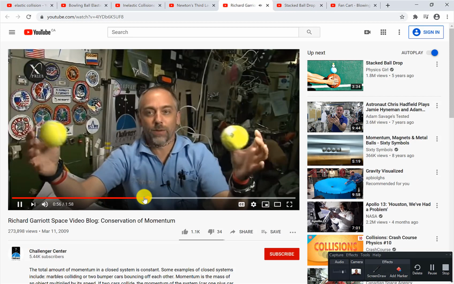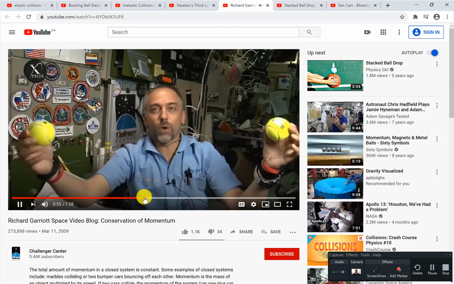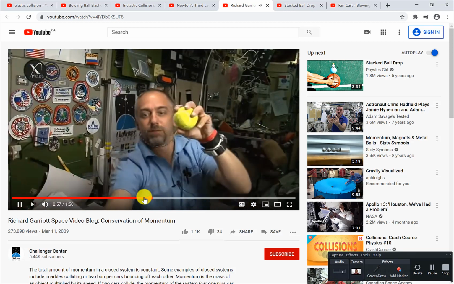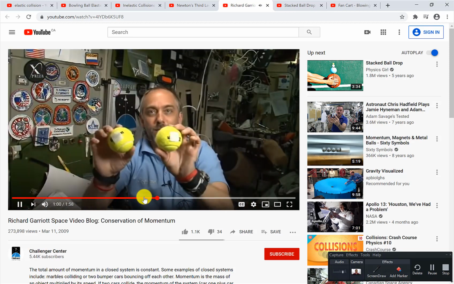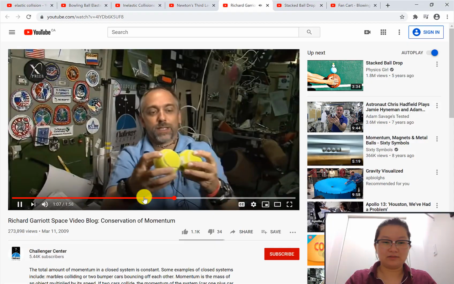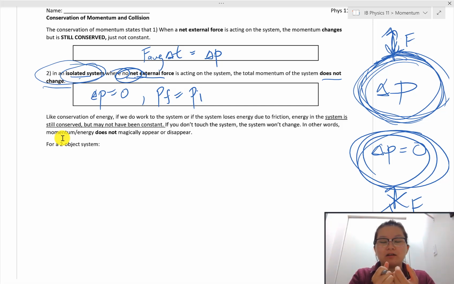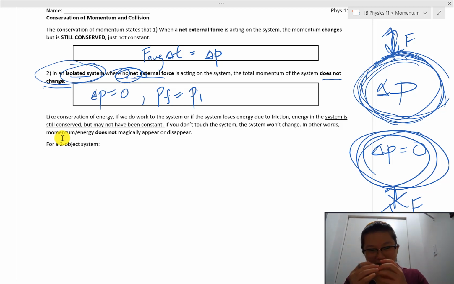Whether they're colliding with each other. It even works, in this case I put Velcro, it even works if these two stick together, the total momentum remains the same. So in that example, you saw how after two tennis balls collide with each other, they go off in their own directions. But then there's a specific one where they got stuck together, and after they got stuck together and started moving, you notice they moved a lot slower.